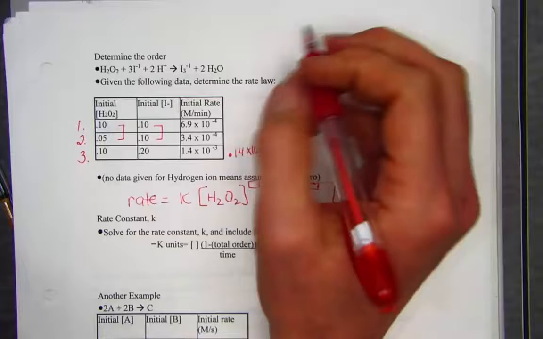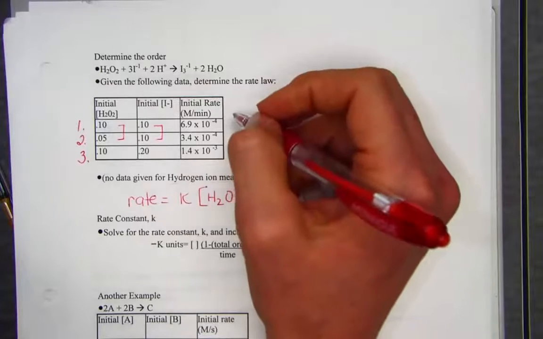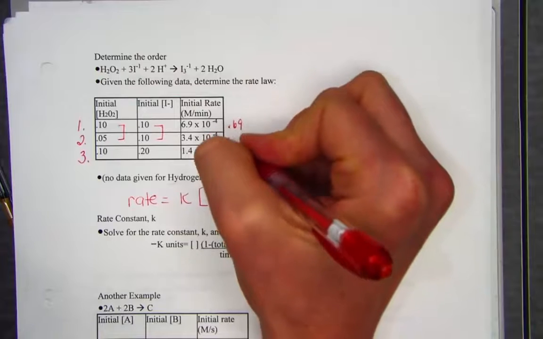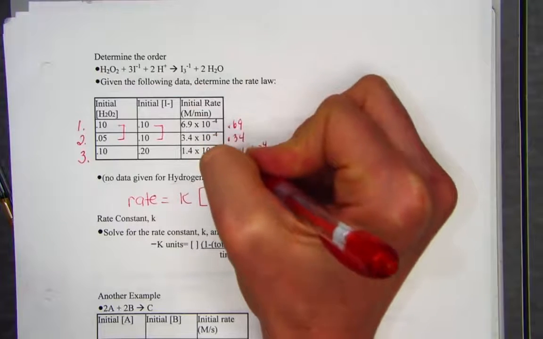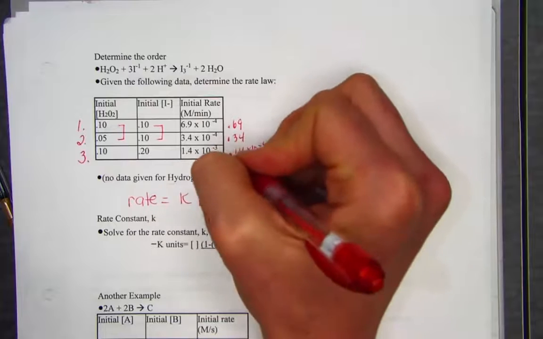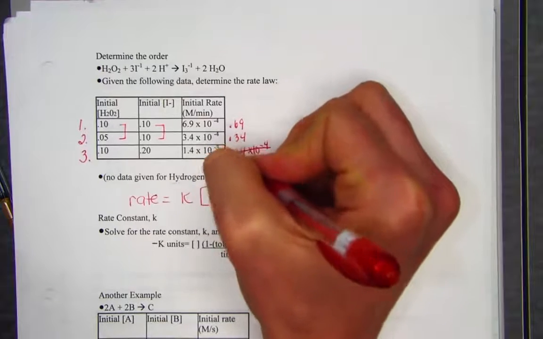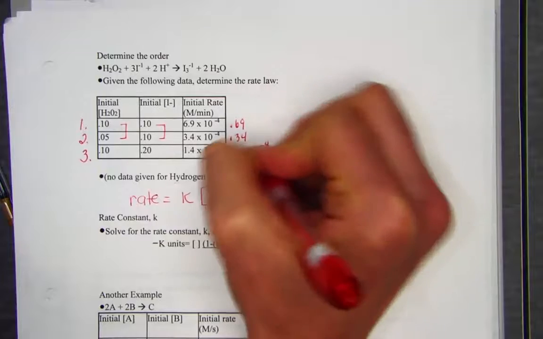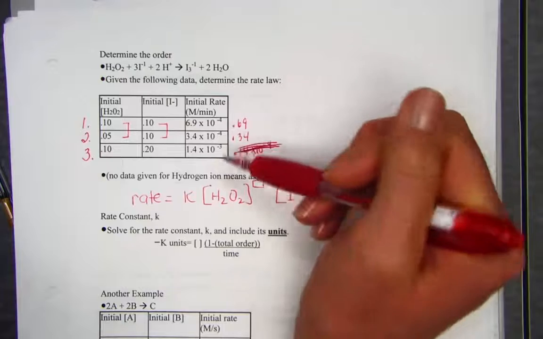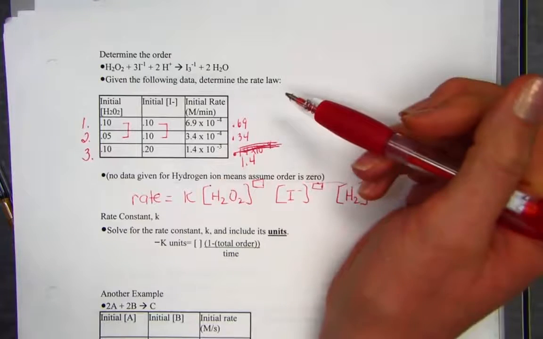Another thing I do actually is get rid of the powers altogether. I could think of this as 0.69. This is 0.34, moving the decimal place over, and this would remain the same as 1.4. Whatever you need to do to just see it equally in your head. But please note that the decimal place is located in a different way.